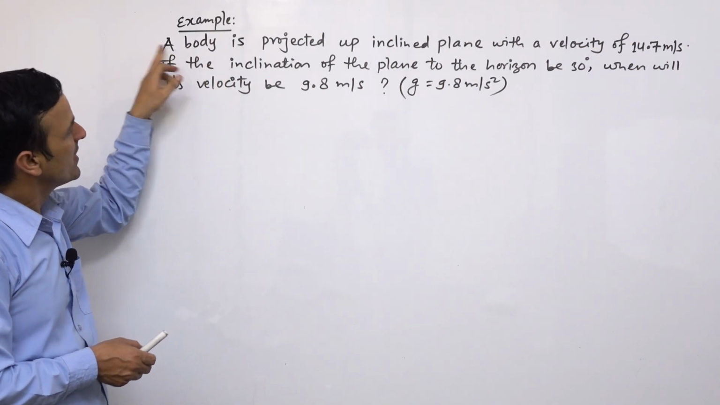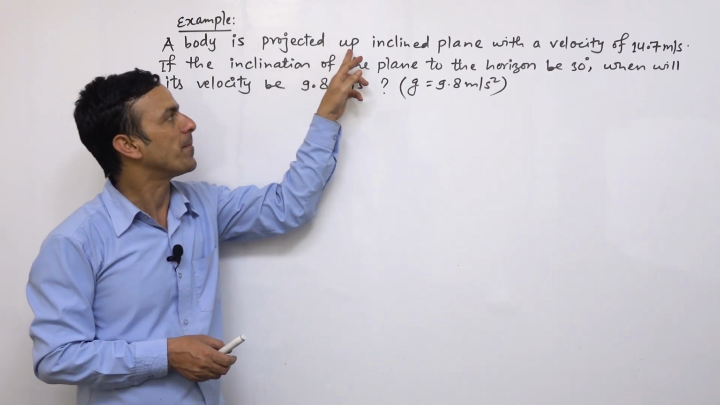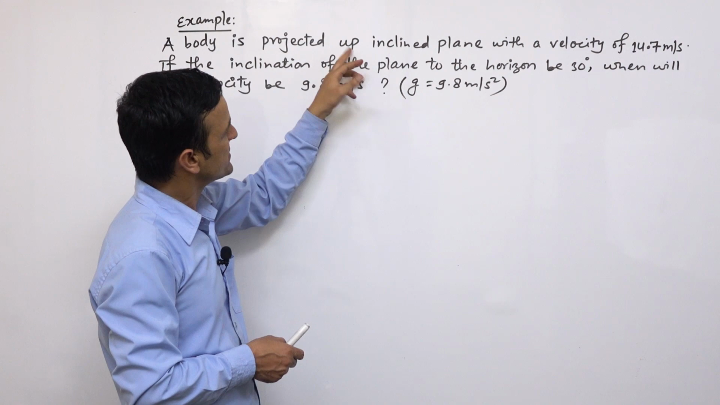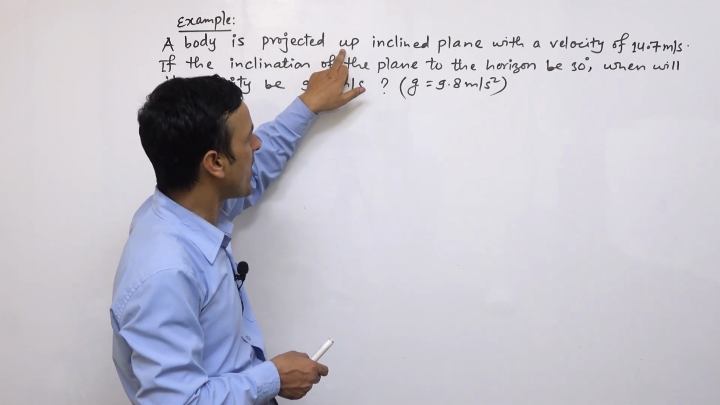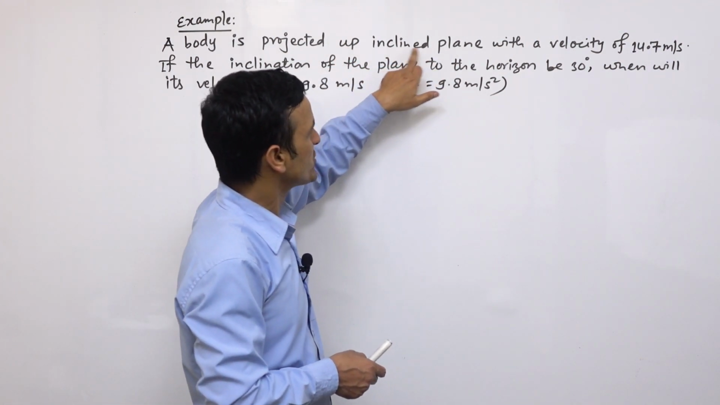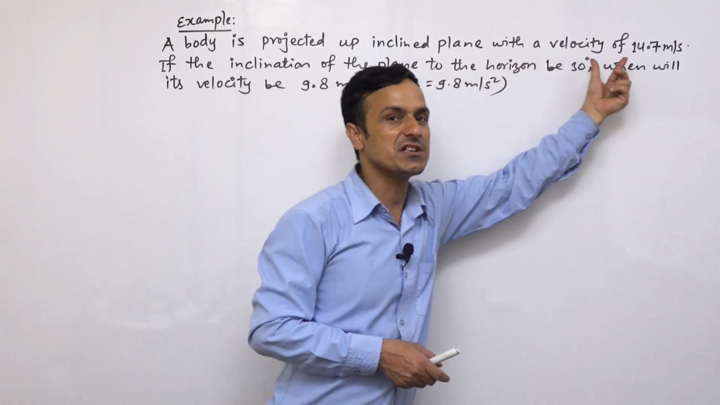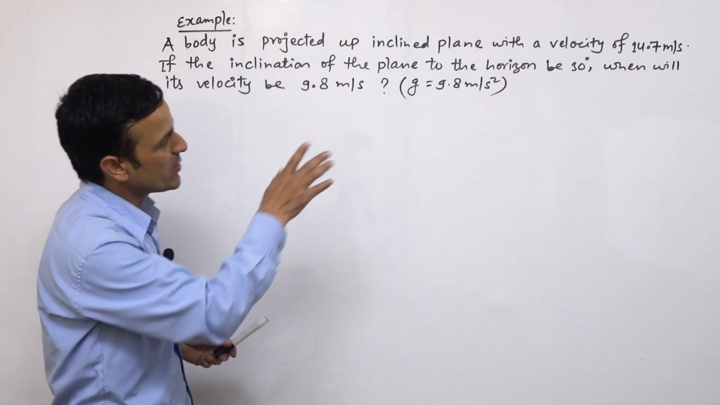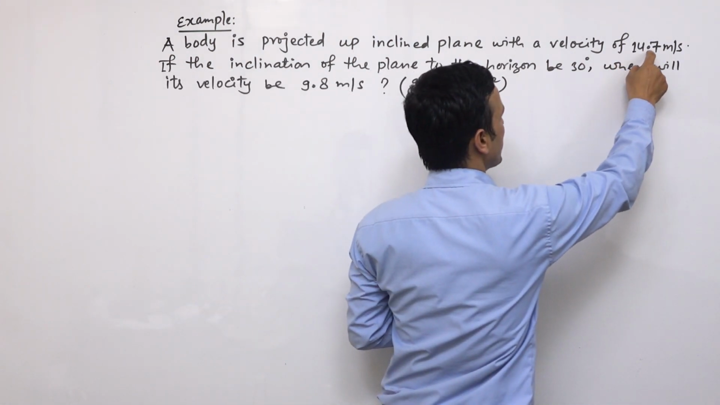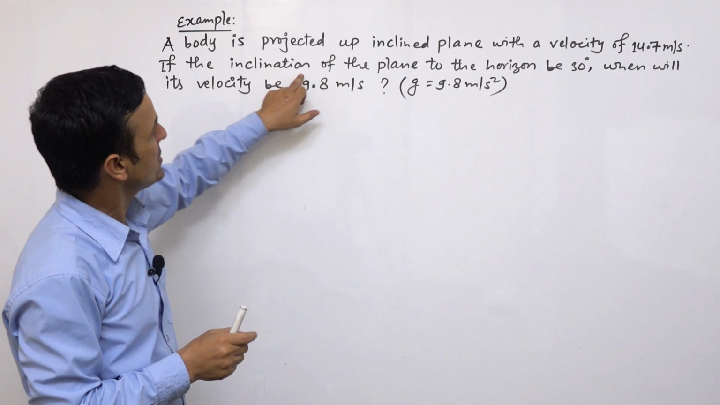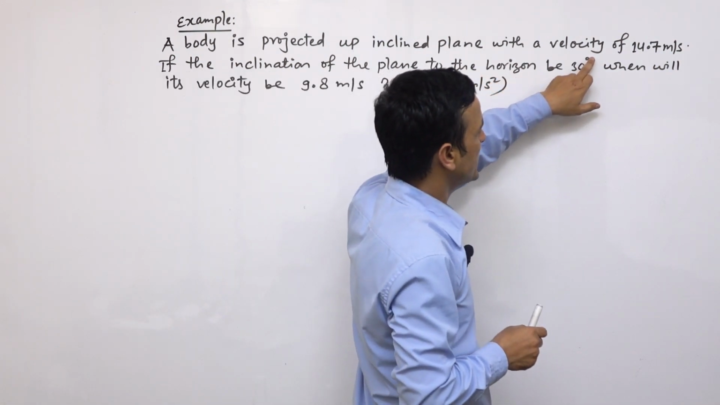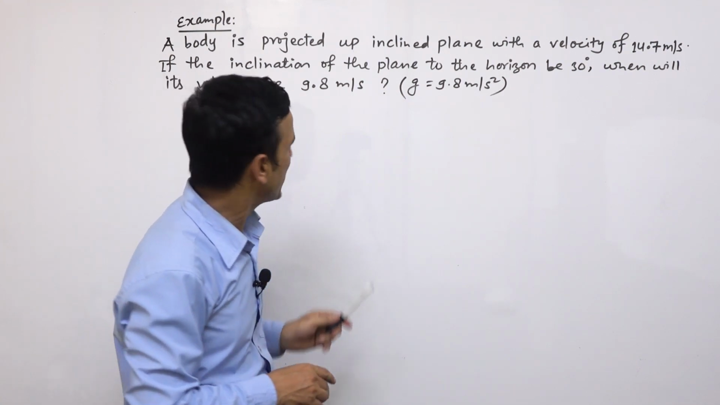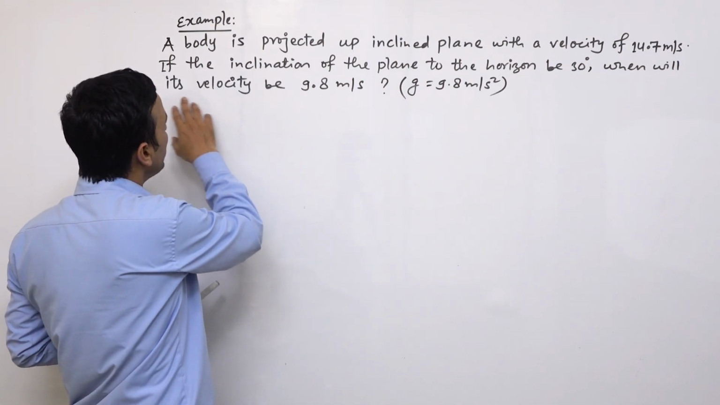So what is given? A body is projected up. It is moving upward according to the question. It is not sliding downward. It is up, and it is based on inclined plane with a velocity of 14.7 meter per second. त्यो velocity मा यो माथि गएको छ. So it is initial velocity, and the inclination of the plane to the horizon be 30 degree. So this will be the theta, angle of inclination. We can write down theta. When will be its velocity?